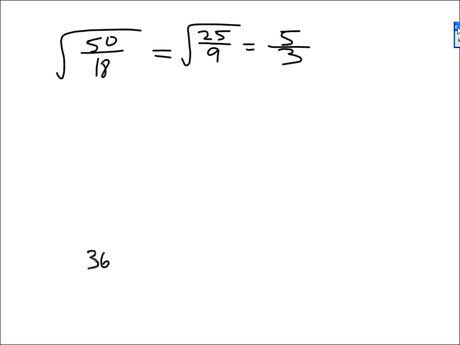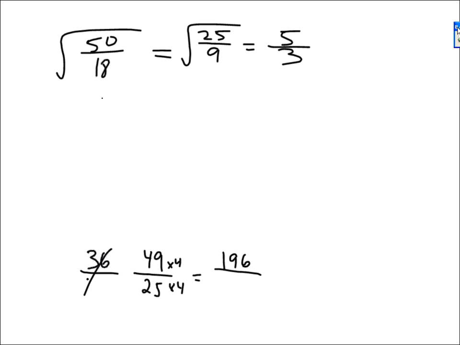For example, 36 over, what's a good number? I don't want to say 9. I don't want to say 4. Maybe I don't want to say 36. Suppose you have 49 over 25. Multiplied by 4. So you have 196 over, yeah, but both of these are perfect squares. That's the problem.